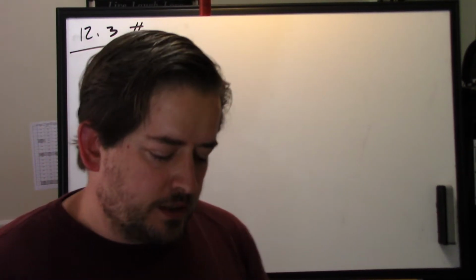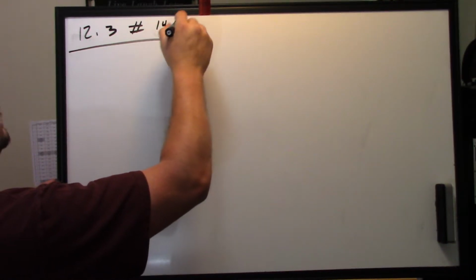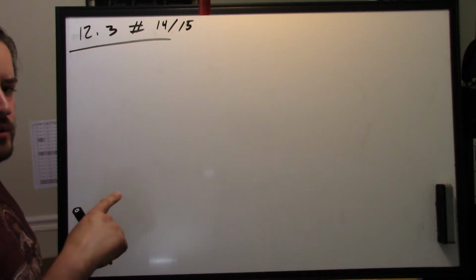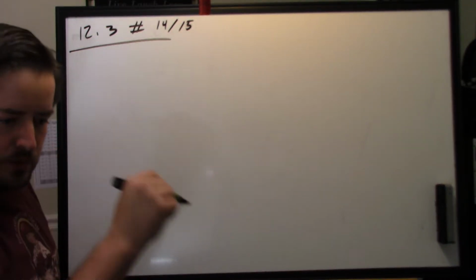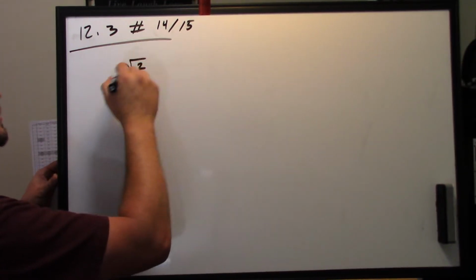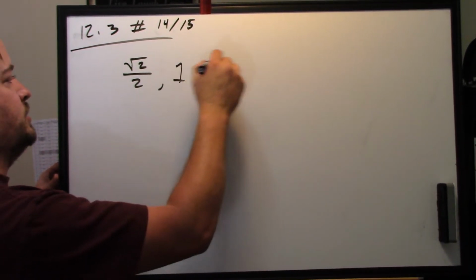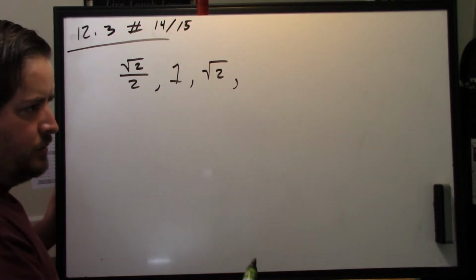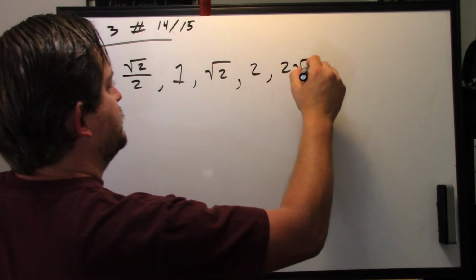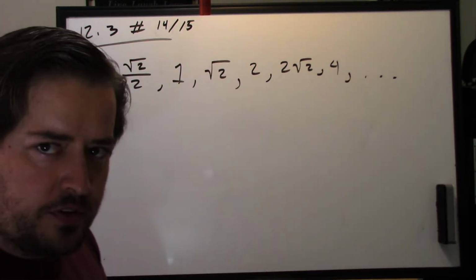So let's take a look. We're in 12.3. Let's look at number 14 and 15. They deal with the same sequence. This was one of the errors that I wrote the sequence wrong. But the sequence should have been, and is now, root 2 over 2, and then 1, and it was missing this root 2 here, which made it not really correct. And then 2 and 2 root 2, and then a 4, and it goes on and on and on. Right? So this is the correct sequence.